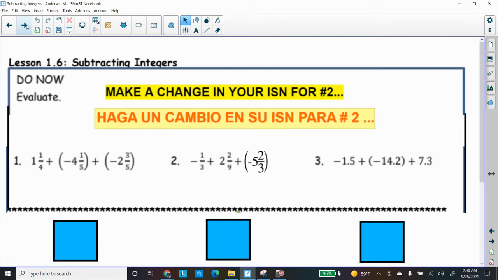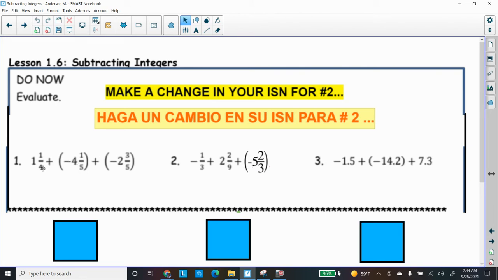All right, let's get going. Here's our first question. We're in lesson 1.6, talking about subtracting integers. So let's take a look at how it's done. We want to evaluate. Evaluate means to find the value of. In your handout, I see there's a change to make in your notebook for question number 2. Take a look at this little change I wrote, and please make sure you correct it on your handout.